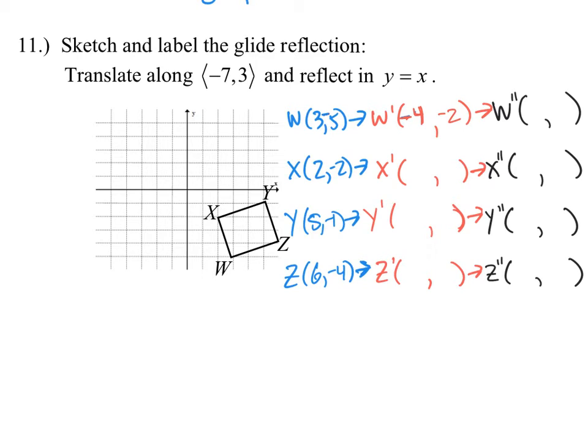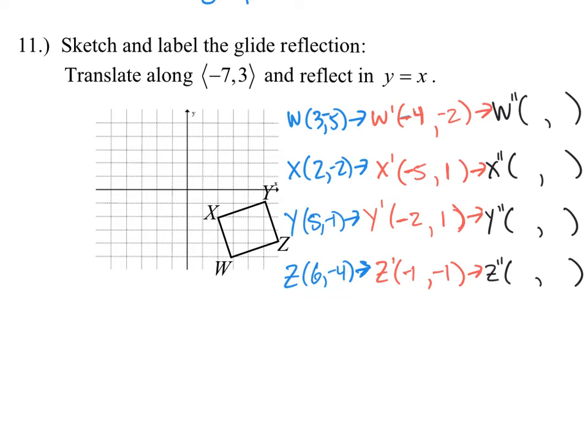Then we'll do the same thing for X: decrease the x value by 7. So 2 minus 7 is -5, and then increase the y value by 3. So -2 plus 3 is 1. All right, and then for Y prime, we're going to decrease 5 by 7, so that would give us -2, and increase -1 by 3, which gives us +1. And then Z prime would be -1, -1, because again, we've decreased the x value by 7 and increased the y value by 3.